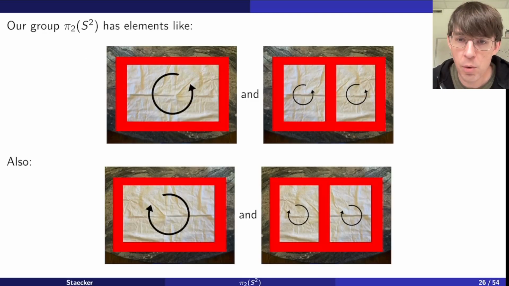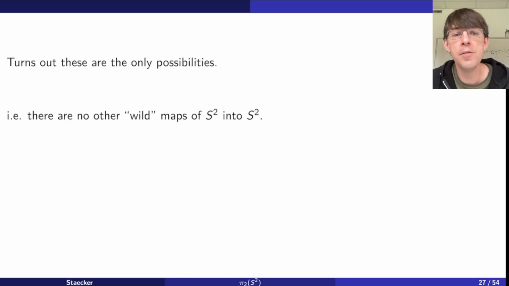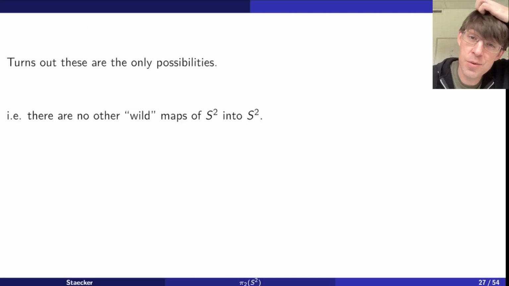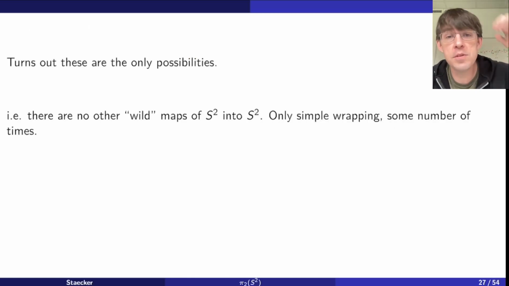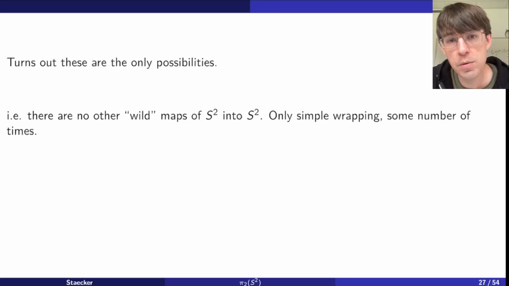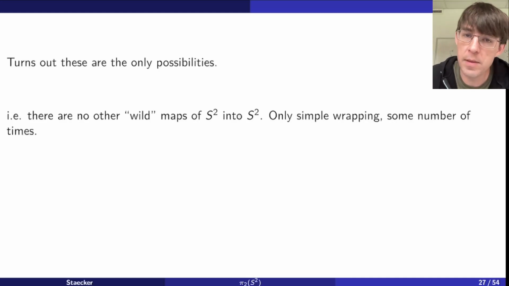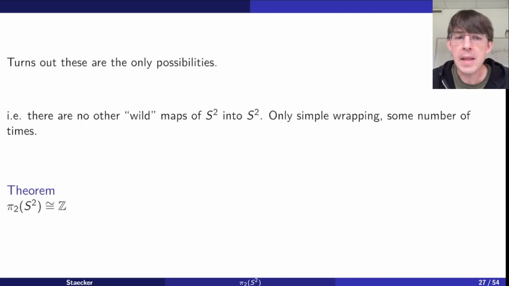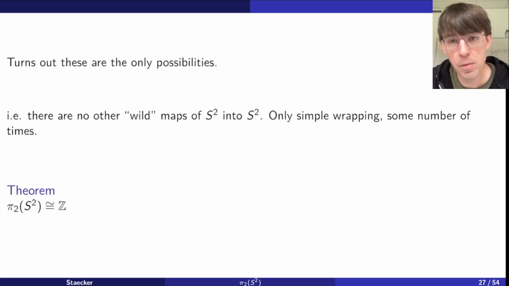There's no other wacky way to do it. There are no other wild maps of S2 into S2. And so for this reason, all you can do is the normal wrapping some amount of times. You could do it 2 times or 3 times, or you could go the other way. Inside out would be like -2 times or -3 times. And that's why pi2 of S2 is isomorphic to the group of integers. It's just some amount of times, either the one way around or the opposite way around.